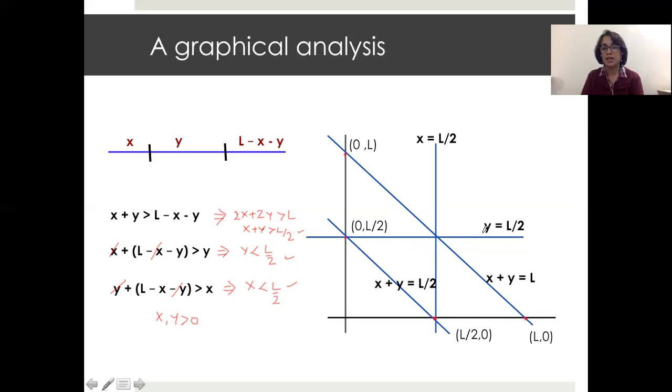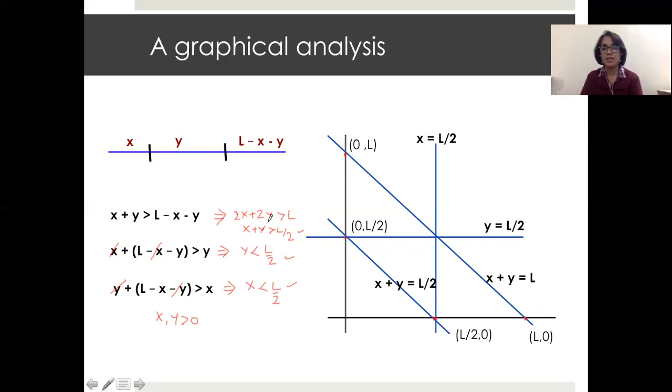And this line parallel to the x-axis is y equal to L by 2 because it passes through 0 comma L by 2. And this line parallel to the y-axis passes through L by 2 comma 0, and therefore its equation is x equal to L by 2.